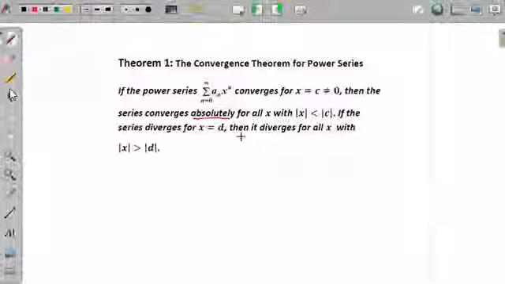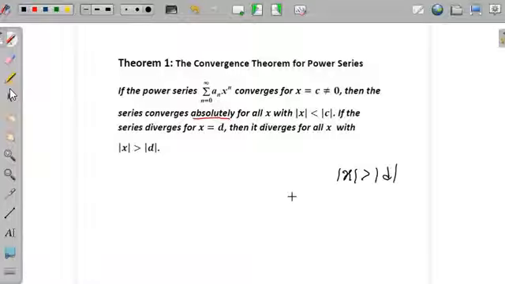Now if the series diverges at x is equal to c, then it is going to diverge for all x which is greater than absolute value of c.